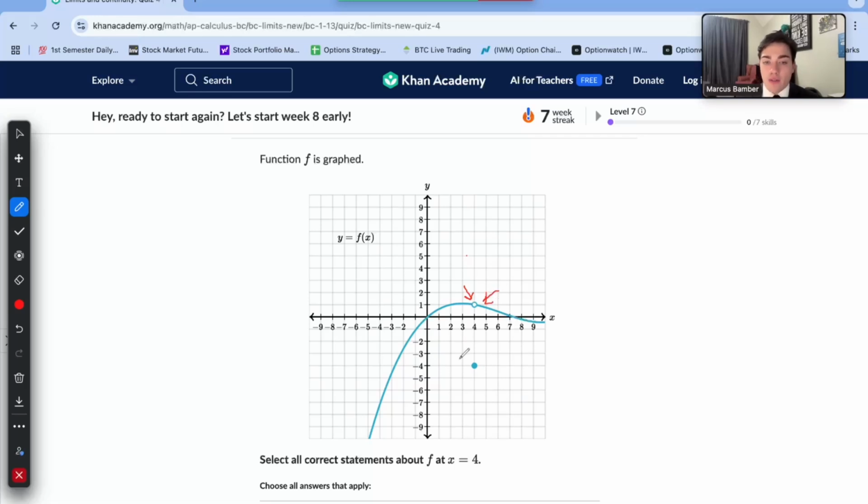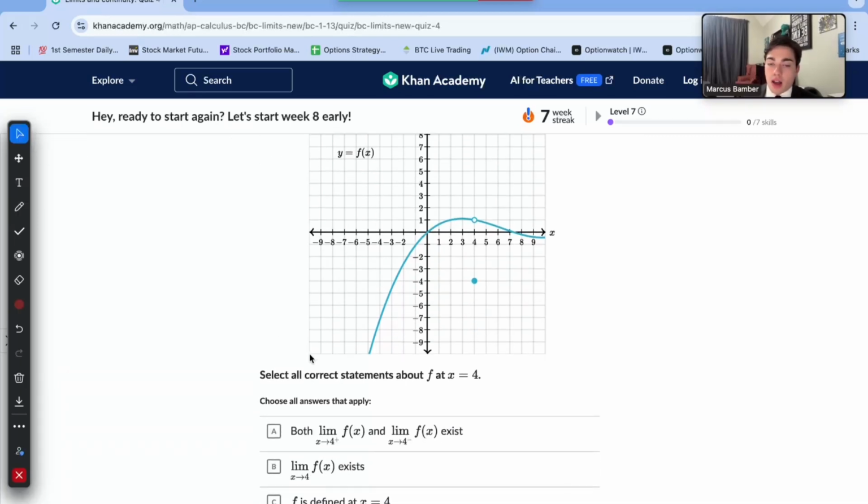But f is not defined at the same value that the left and right-sided limits are equal to. It is defined that f of 4 is equal to negative 4, but it's not that same 1 value that we yielded with both our left and right-sided limits. So that means continuity is off the table. Let's go with each of our answer choices.